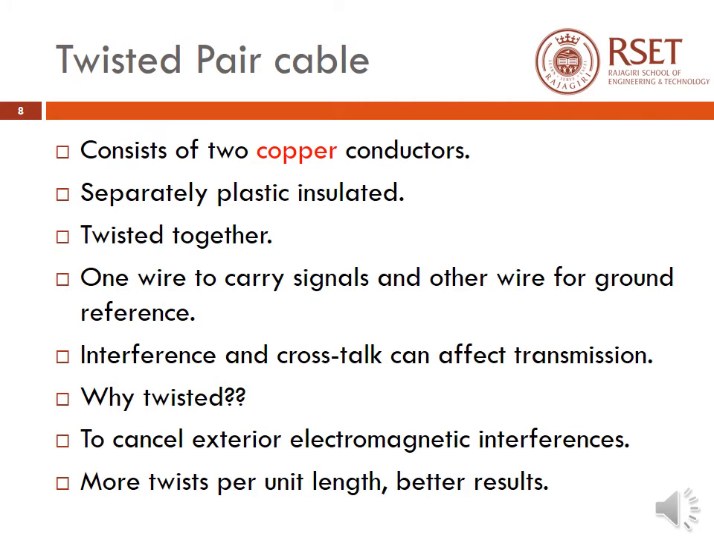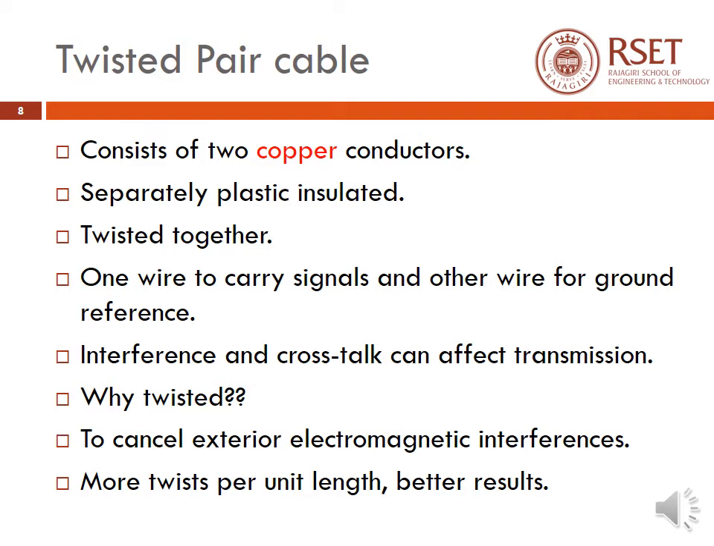Twisted pair cables consist of two copper conductors which are separately plastic insulated and are twisted together. One of the wires will be used to carry the signal and the other wire will be used as a ground reference, and the receiver will use the difference between the two to obtain the corresponding signal.